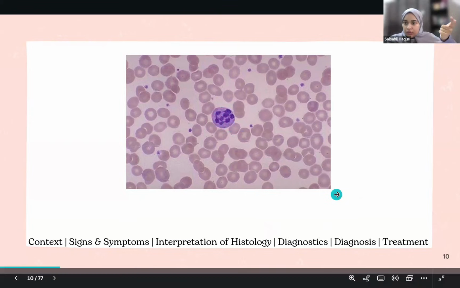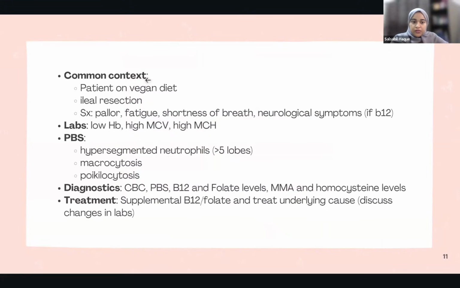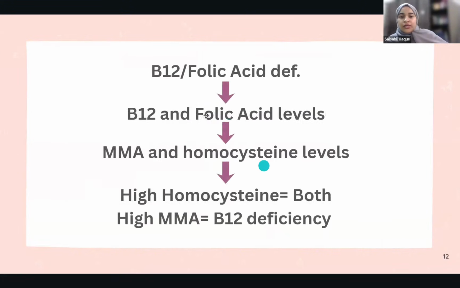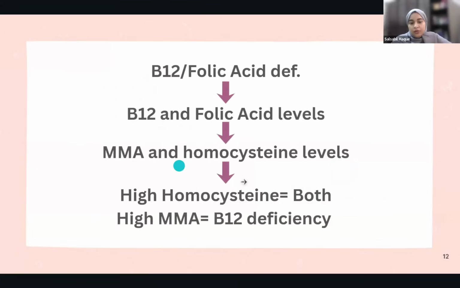Diagnostics, we can do B12 and folate levels. However, if the B12 and folate levels are, let's say, borderline, and you can't really differentiate, you will do something called MMA and homocysteine levels. If homocysteine levels are high, can that differentiate B12 and folate? No, exactly. If MMA levels are high, is that folate or B12 deficiency? B12. B12, perfect.